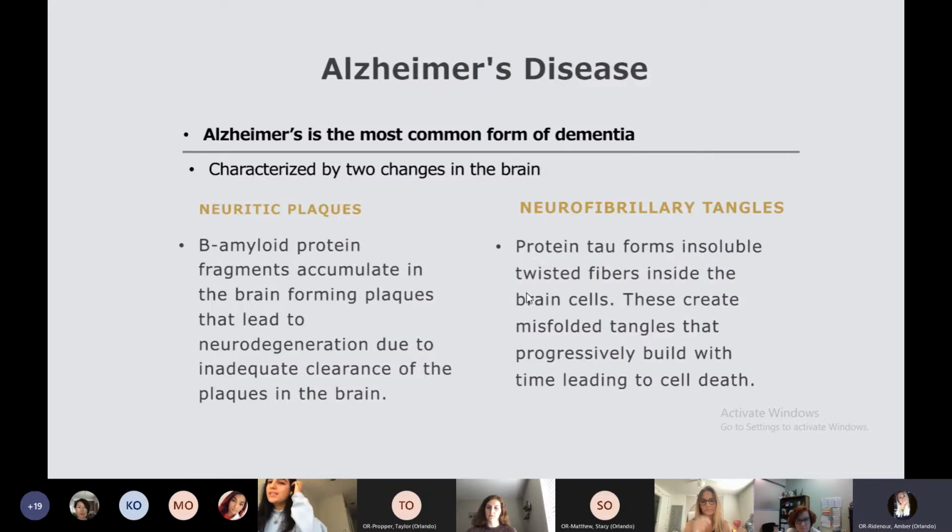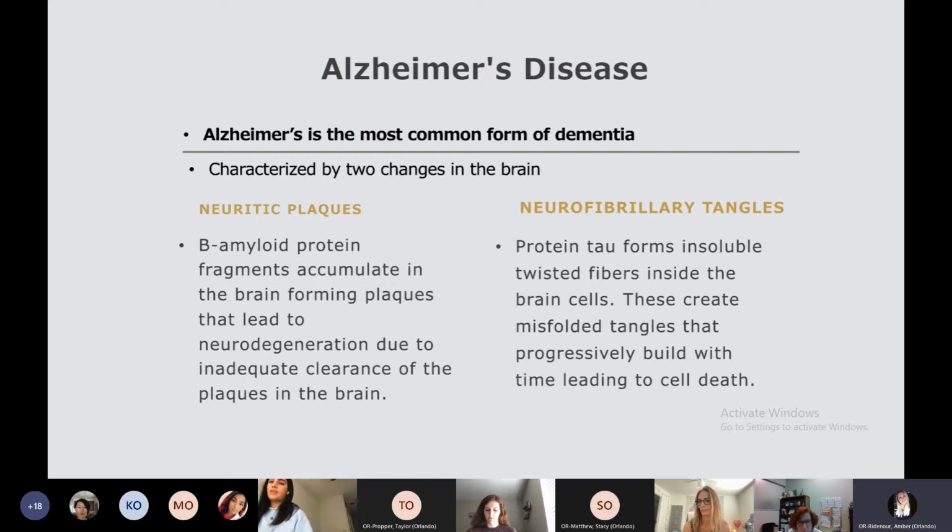All right, so for Alzheimer's disease, that is the most common form of dementia. A lot of times people forget that Alzheimer's disease isn't its own entity. It is one of the most common forms of dementia because, again, like the video was discussing, it is progressive and it's not reversible. It's categorized by two changes in the brain, neuritic plaques and neurofibrillary tangles.